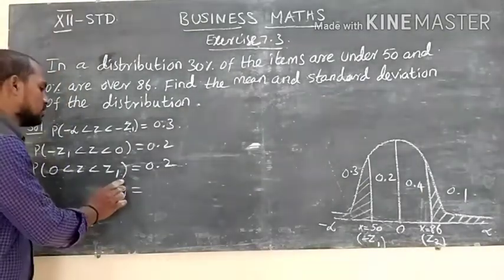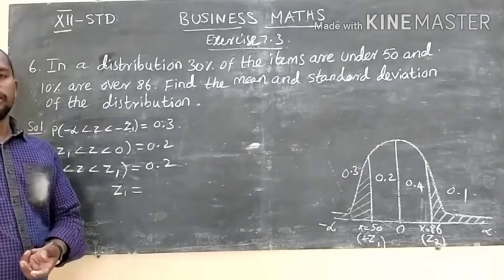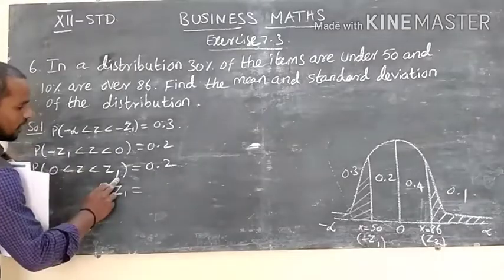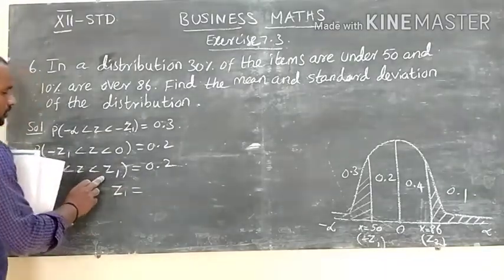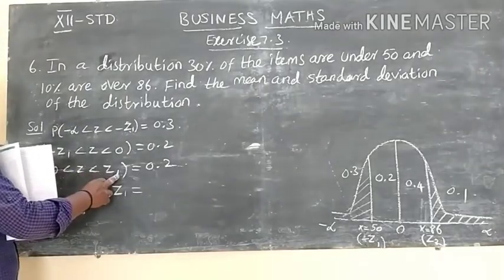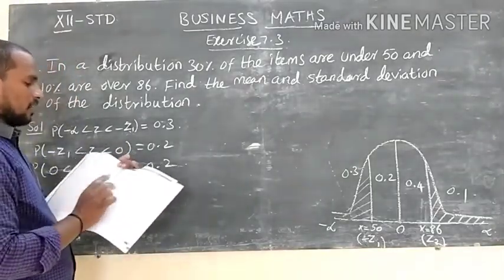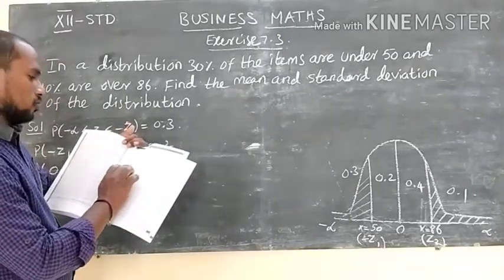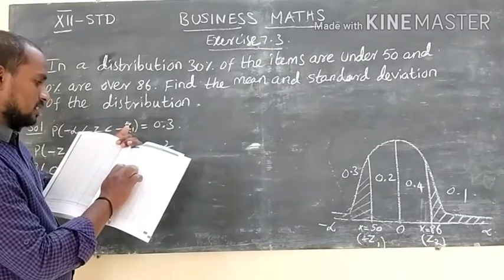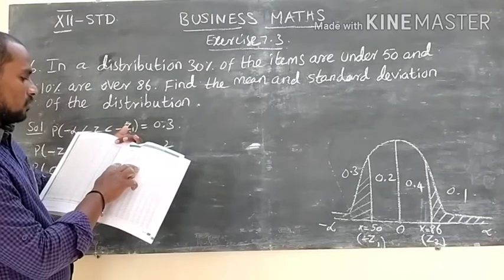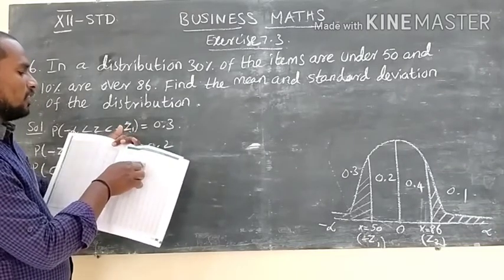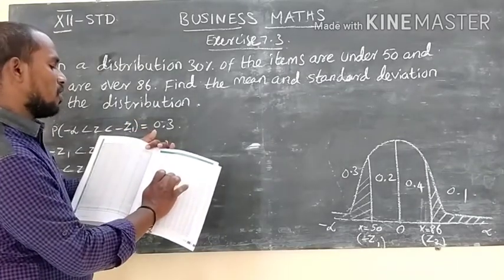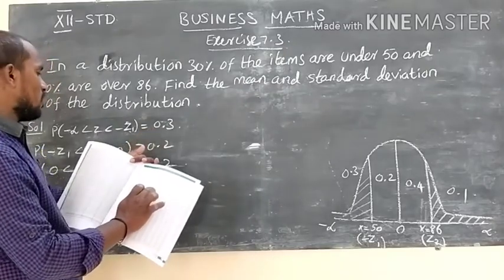Z1 answer is what? Using the standard normal table, take your book. 0 less than Z less than Z1. So below 0.2, now watch the table and the answer. Where is the 0.2? 0.2 is there. 0.5, 0.003, the answer is 0.2013. This is the 0.2 answer.